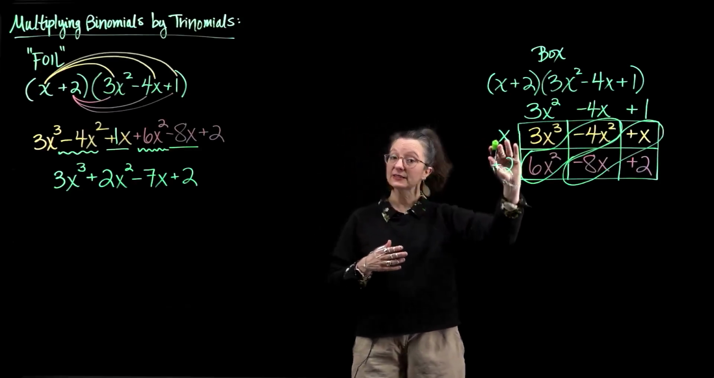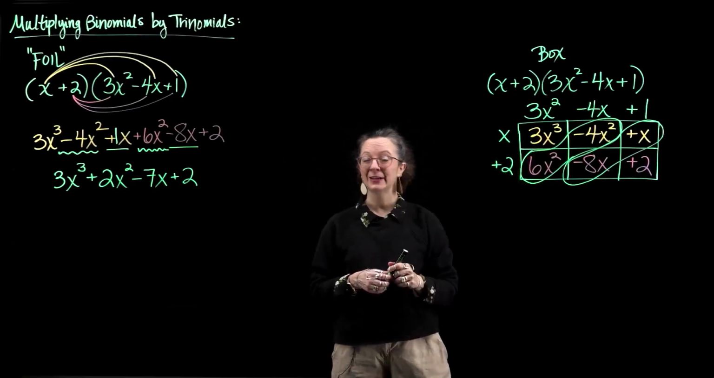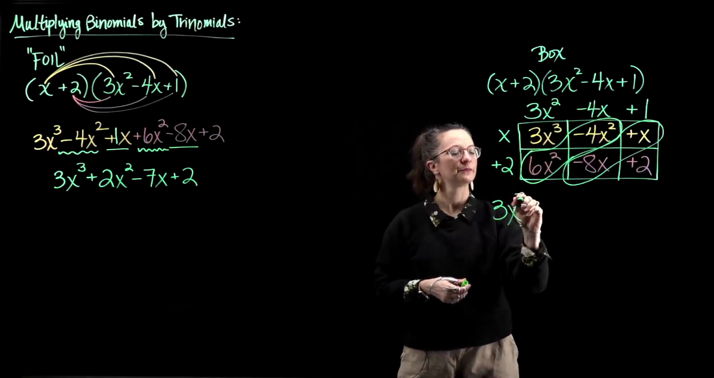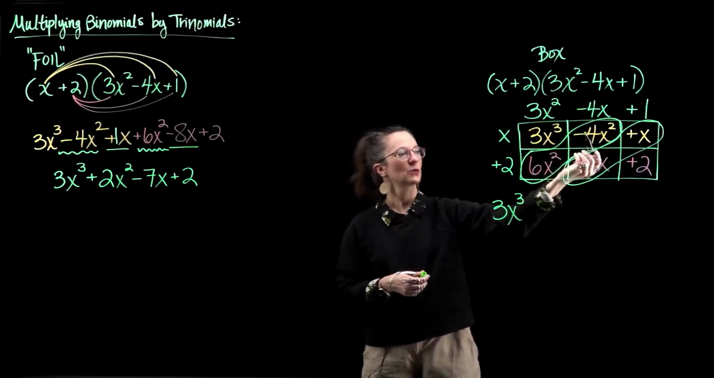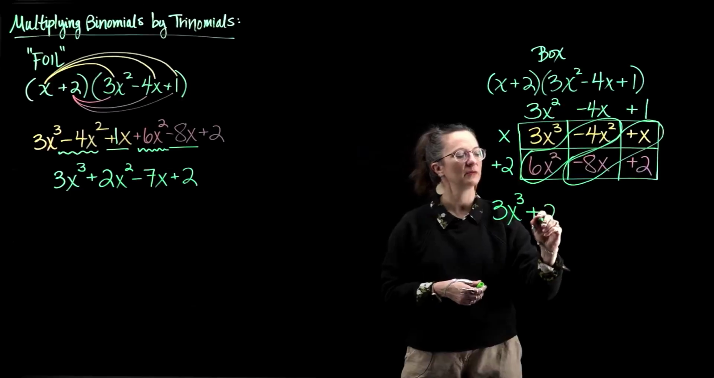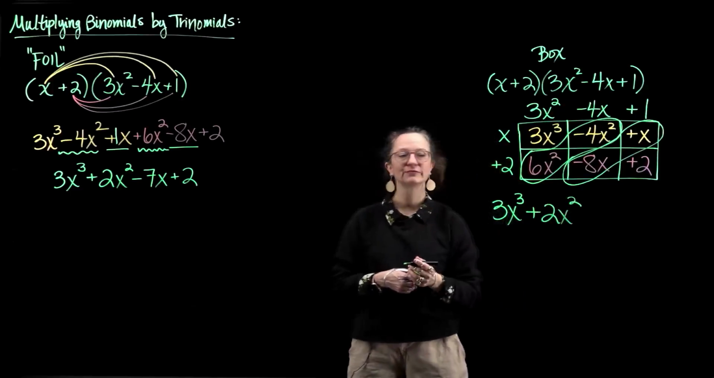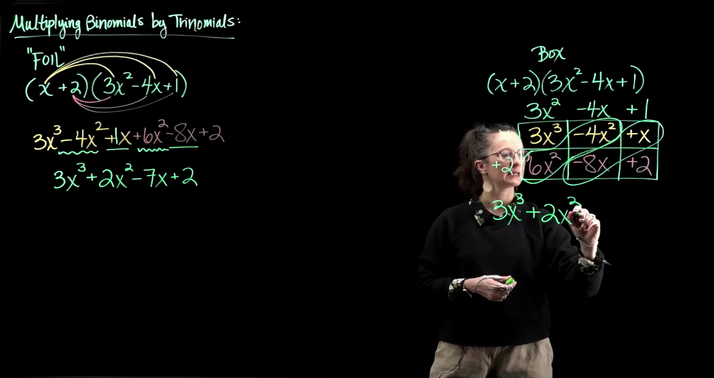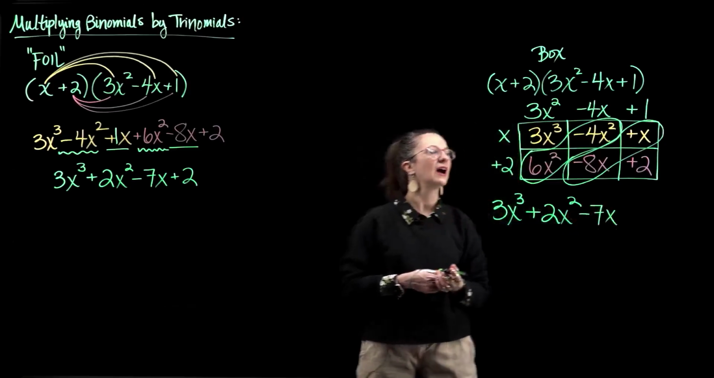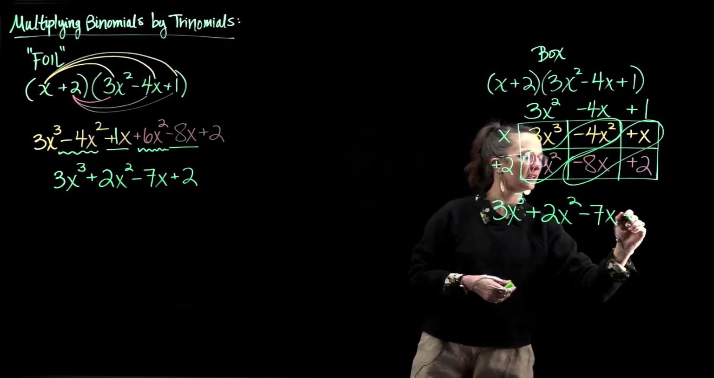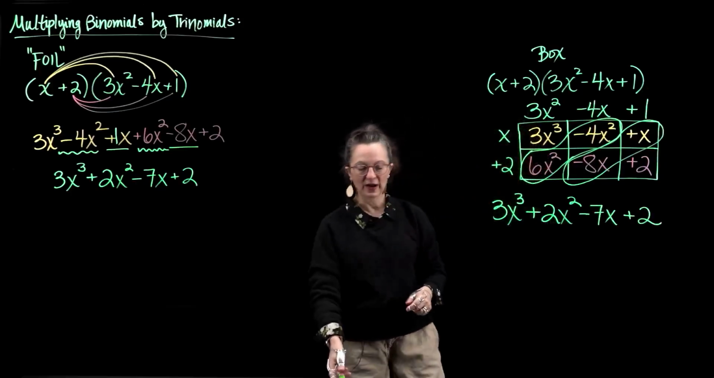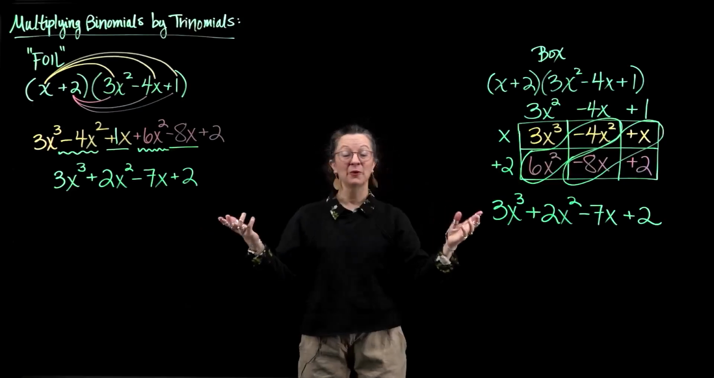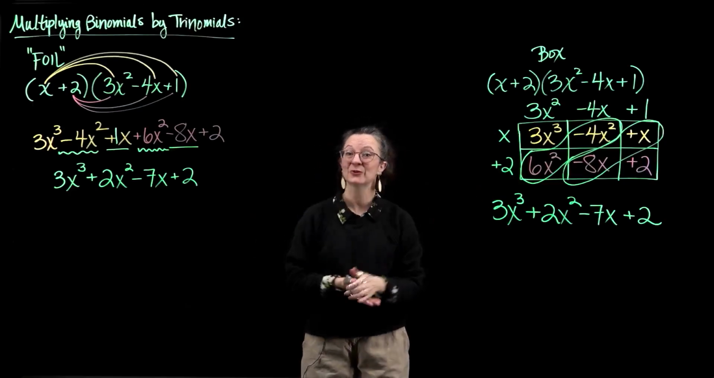All right, let's write down the contents of this rectangle so that we can find our answer. So 3x cubed. I'm going to combine 6x squared and minus 4x squared to give me positive 2x squared. Next, I'll combine minus 8x and plus x to give me minus 7x. And finally, plus 2. All right, so same problem, same answer, work 2 different ways. Both work just as well as each other. Use which one works best for you.